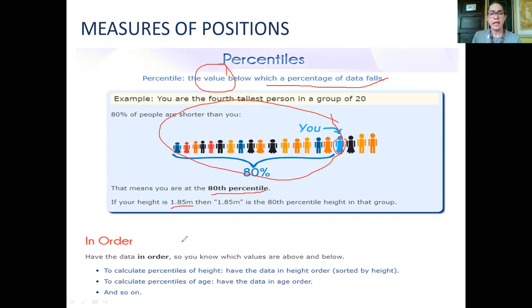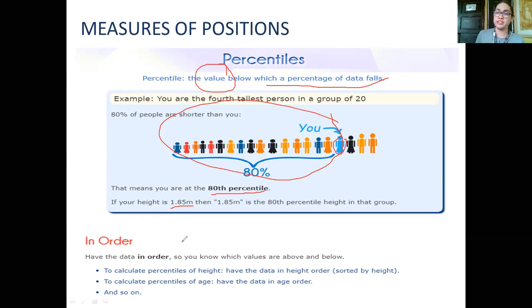So have the data in order so you know which values are above and below. To calculate percentiles of height, have the data in order or sorted by height. Then to calculate percentiles of age, have the data in age order, and so on. So in short, in identifying percentiles, it's better for us to really order our data. It could be from highest to lowest. Don't forget, percentile means the value below which a percentage of data falls.